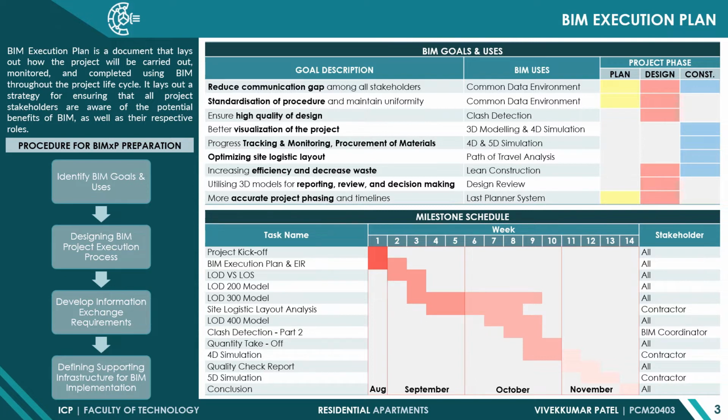The upper table shows the BIM goals and BIM uses along with the project phases where they can be implemented. Different color coding has been used to represent this. For example, red color has been assigned to the design phase and hence the Gantt chart for the design milestone is represented in red as shown in the below table. This milestone schedule for the design phase is prepared for 14 weeks along with the stakeholders responsible for it.